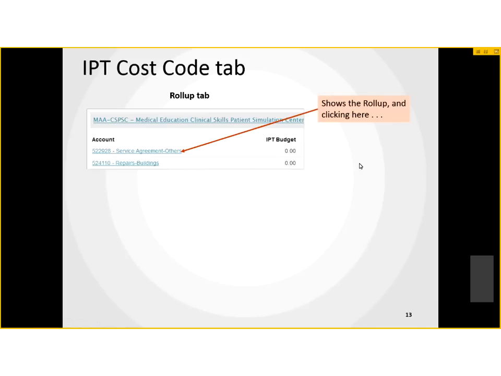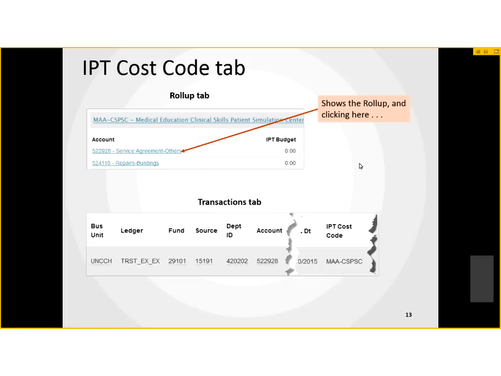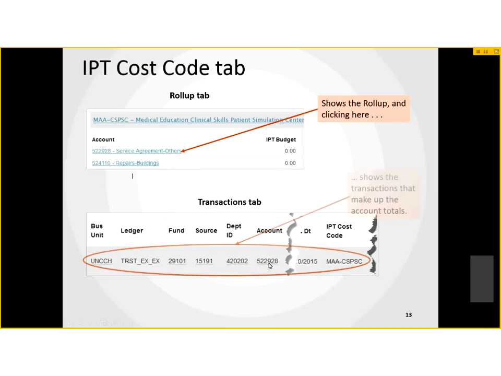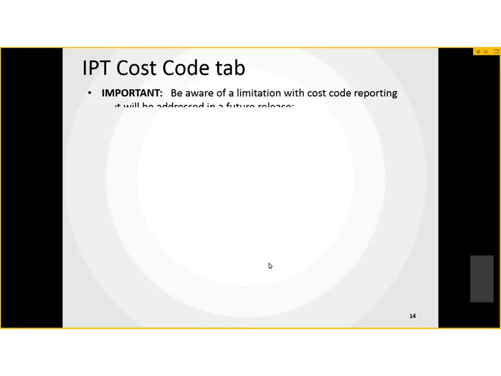And when you click anywhere on any of those links, it will take you to the transactions tab. So because we clicked specifically, in this case, on account number 522928, it takes us to the transactions tab and it gives us the transactions for that account number. So this will feel very familiar to you. This works very similar to the main ledgers tab and how that links to the transactions tab.